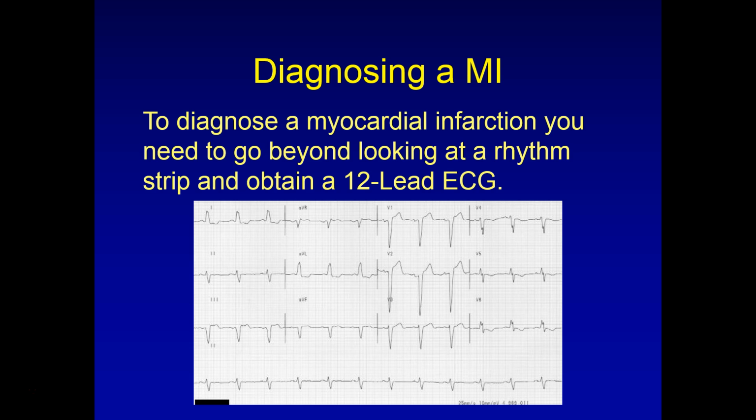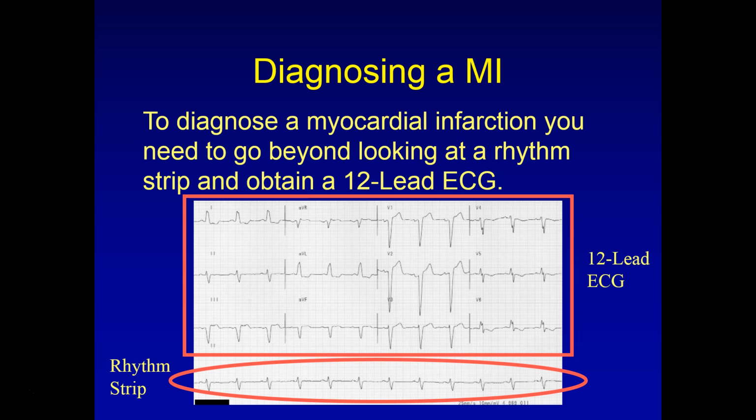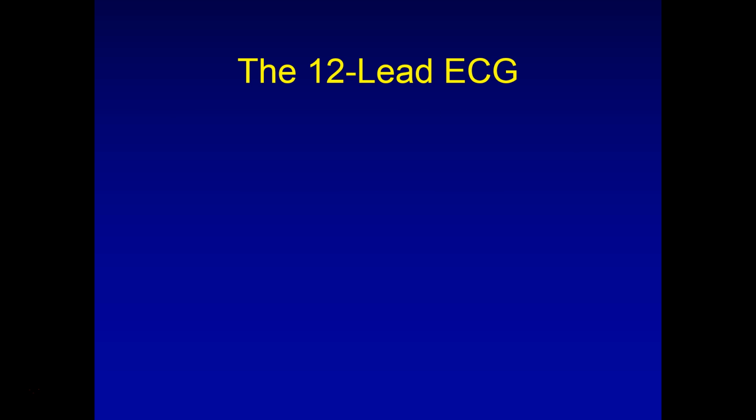Notice at the bottom, right there, that's your typical rhythm strip that you normally are viewing when you have a patient on telemetry or cardiac monitor. And that's lead 2. Remember, that's our reference lead. Okay, and there's the 12 lead EKG broken out for you.